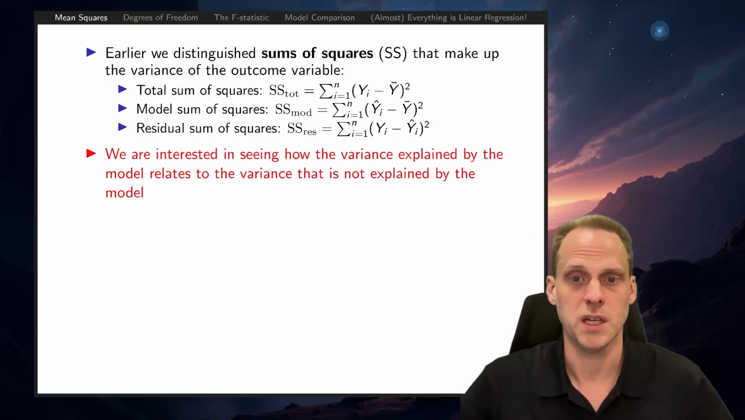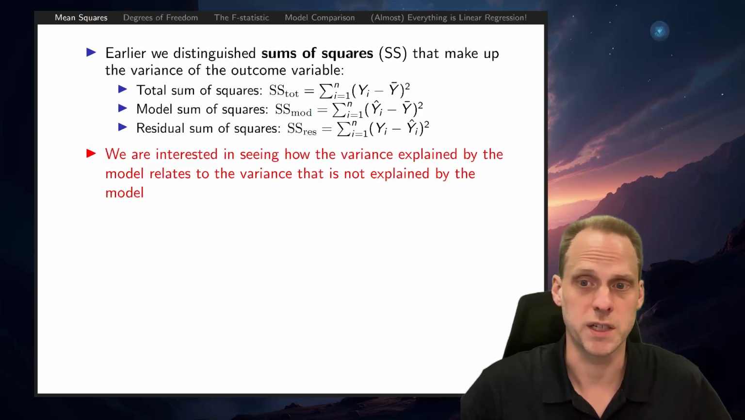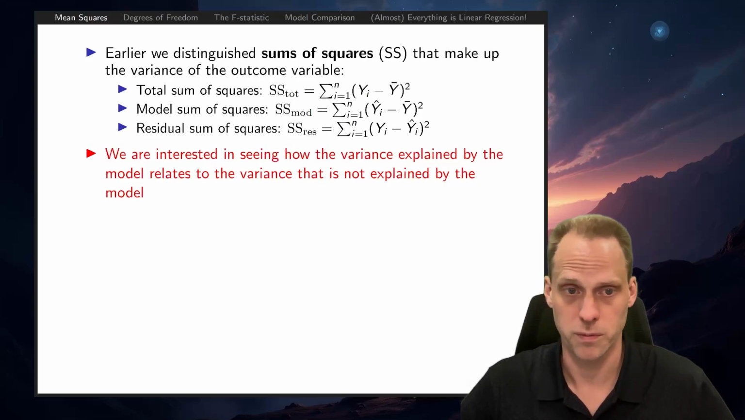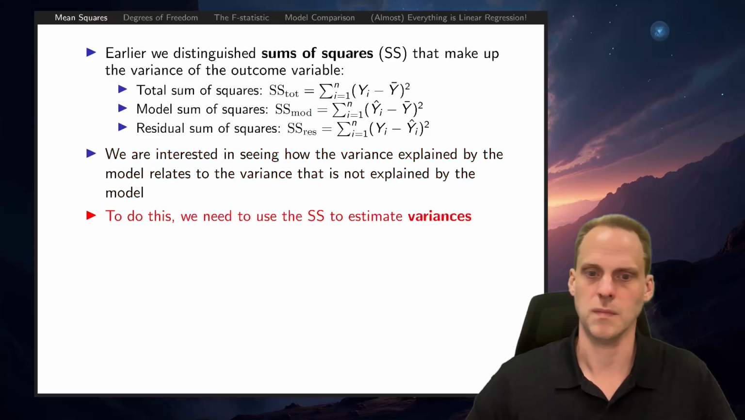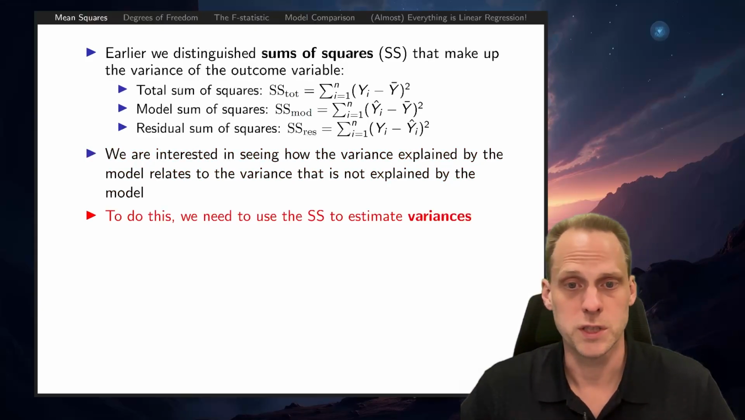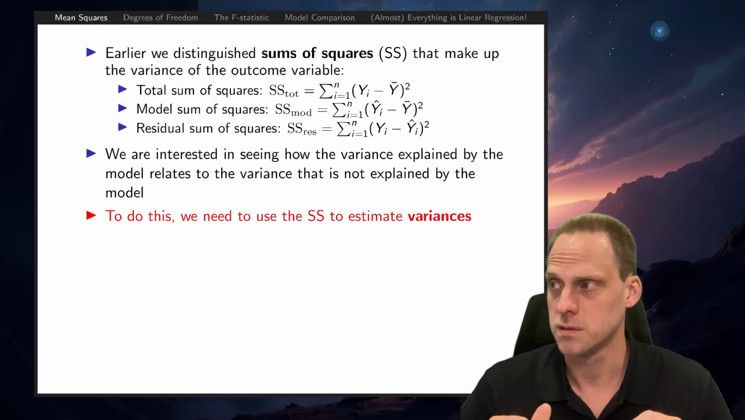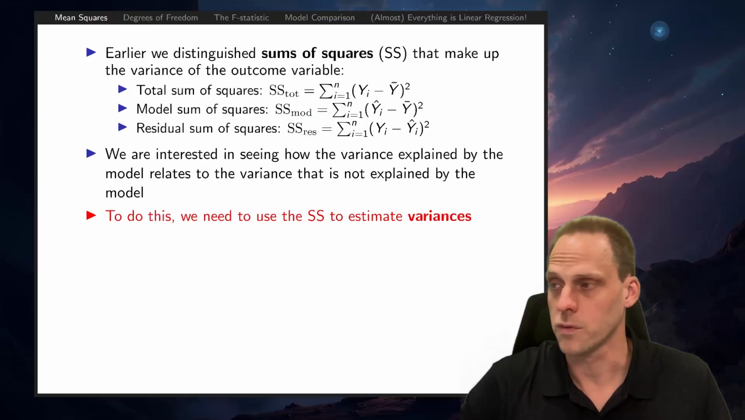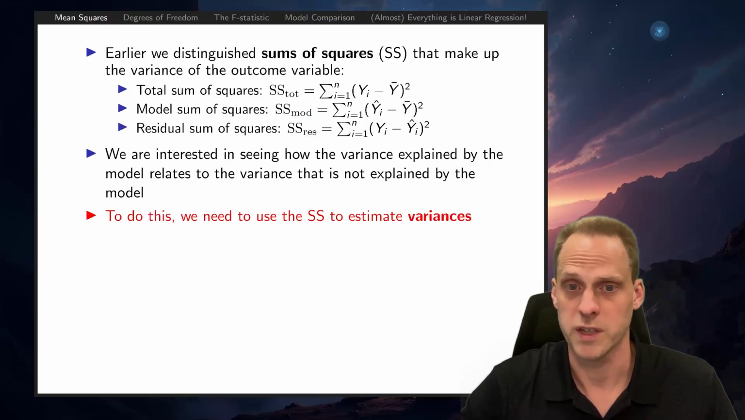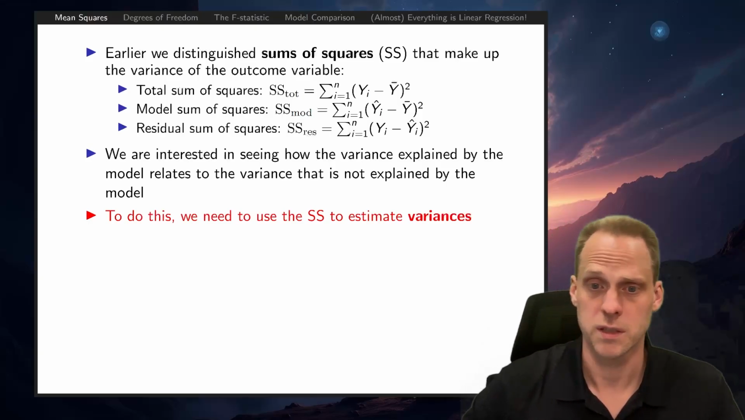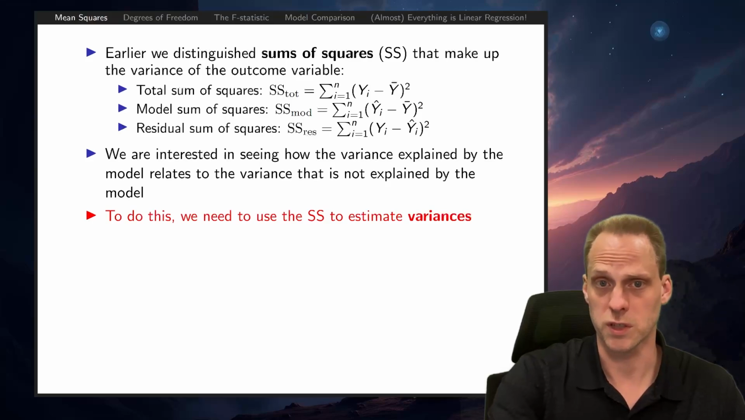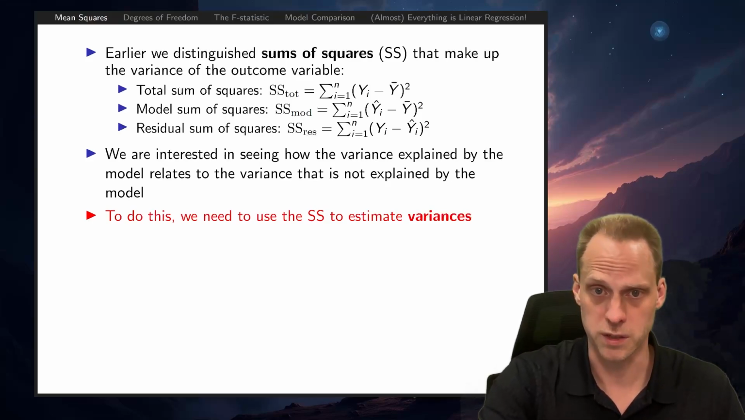And we're interested in seeing how the variance explained by the model relates to the variance that is not explained by the model. But we're looking at that, for example, through the R ratio. To do this, we can use these sums of squares to estimate the variances. Now, I said before that for calculating the explained variance, so how much variation is explained, we don't really need to divide it by anything to make it a variance, but it is easier to do, and we actually need to define the variance for the statistical inference test. So we need to somehow transform these sums of squares to variances.